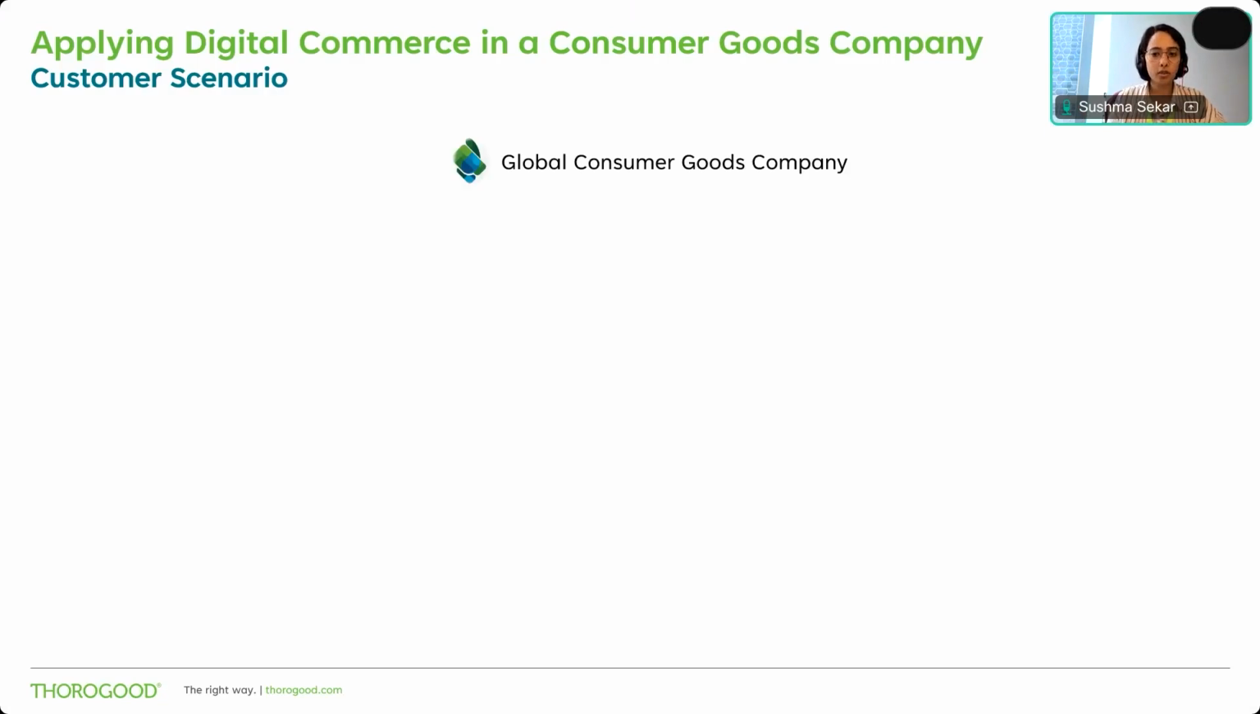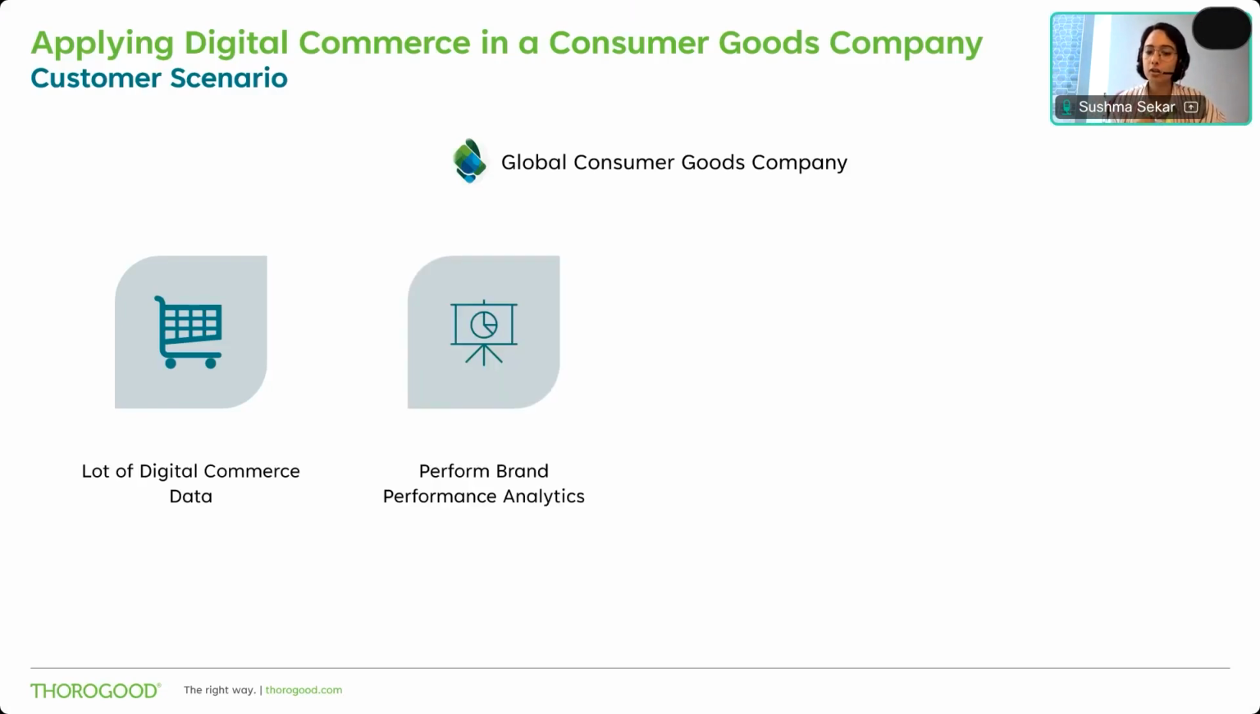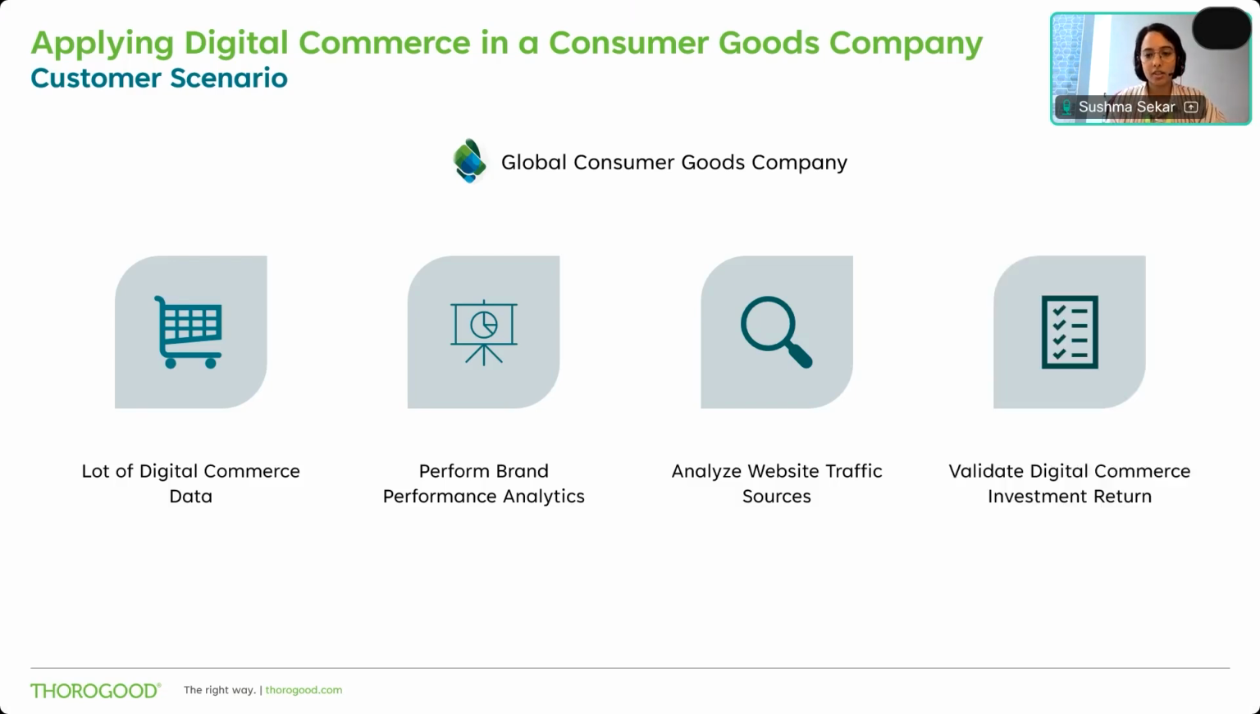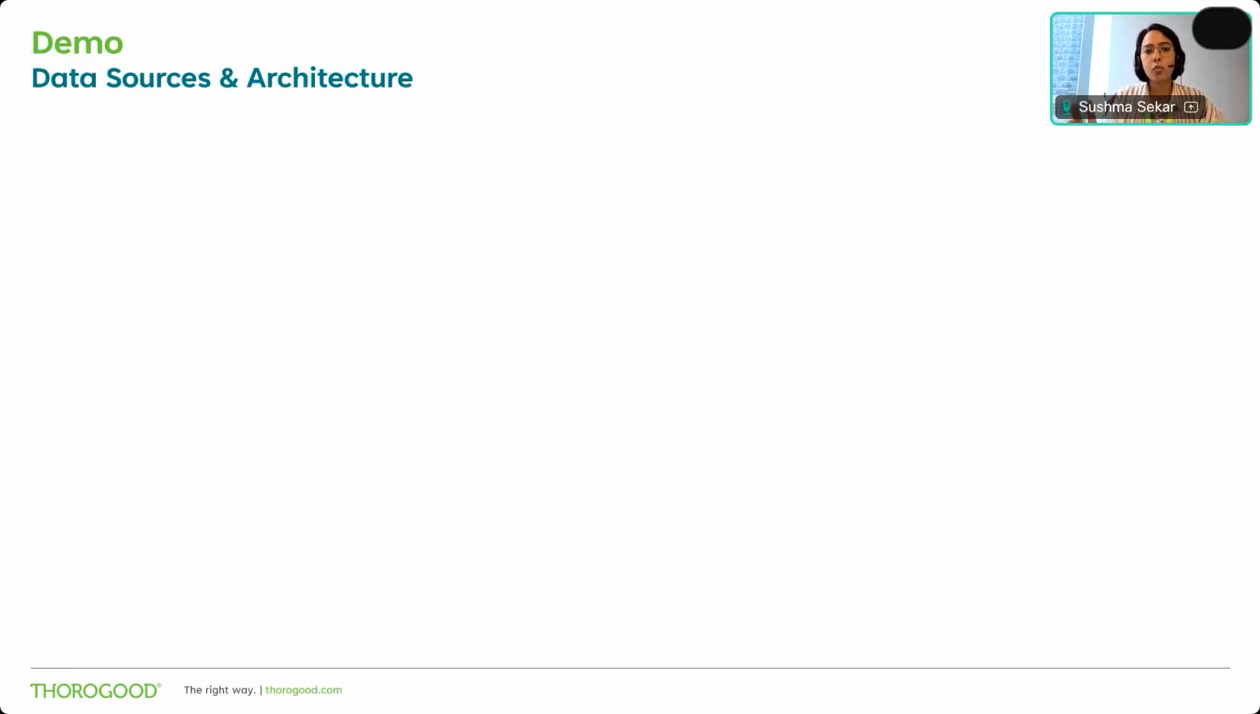So our customer was a global consumer goods company who owned multiple brands and were selling their products across various channels. They had a lot of digital commerce data that they had collected, but they felt that they were not using it effectively. They had also launched 2 brands in the last few years and wanted to analyze the performance of these brands. There was also a need to analyze the traffic on their website across different sources and understand which source is performing best. They've also come up with an investment strategy for digital commerce and marketing and wanted to understand how that was working. So what data did they have and how did we bring it all together?